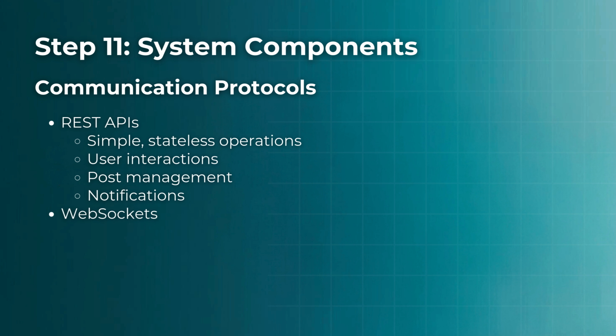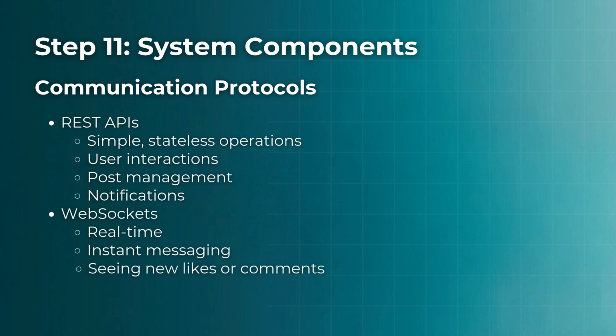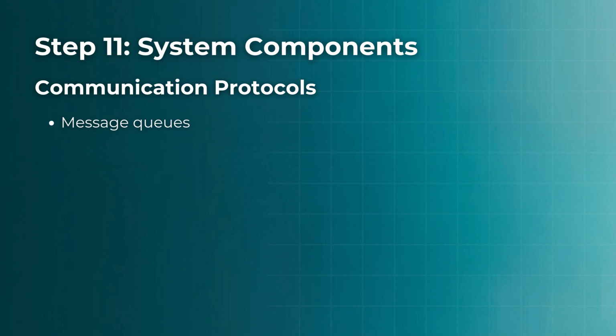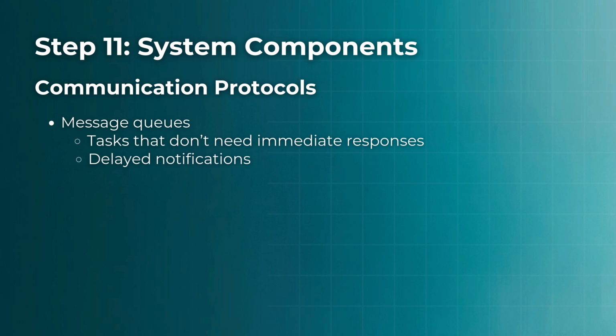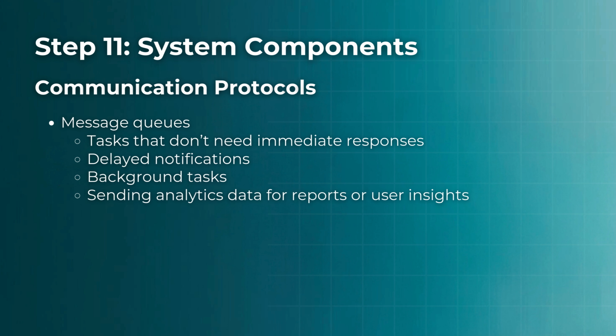Next, WebSockets are your go-to for anything real-time, like instant messaging between users, seeing new likes or comments appear on a post as they happen, watching real-time updates for posts or shared content. Finally, message queues. These handle tasks that don't need immediate responses. They're great for things like delayed notifications, like a reminder for an event, background tasks like content moderation, sending analytics data for reports or user insights.